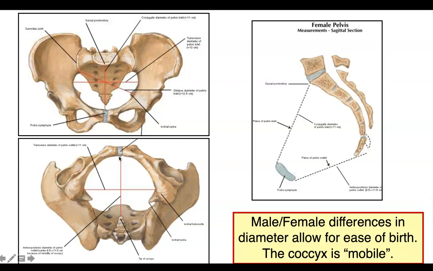Inferiorly, the anteroposterior diameter of the pelvic outlet is measured from the tip of the coccyx to the symphysis pubis, and the transverse diameter of the pelvic outlet is measured between the two ischial tuberosities. That is the widest part of the outlet of the pelvic cavity. During childbirth, the coccyx moves backwards, so the coccyx is mobile. And because of hormonal influences, all the ligaments get relaxed and give more room for childbirth.